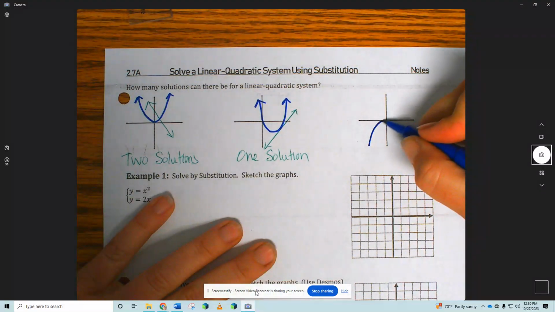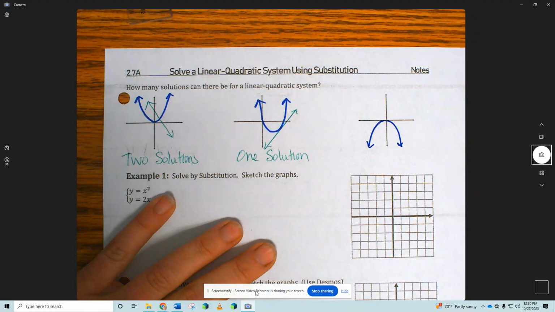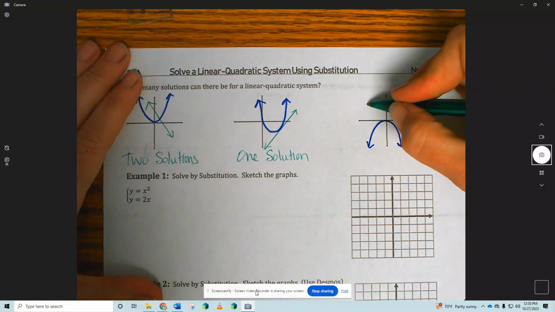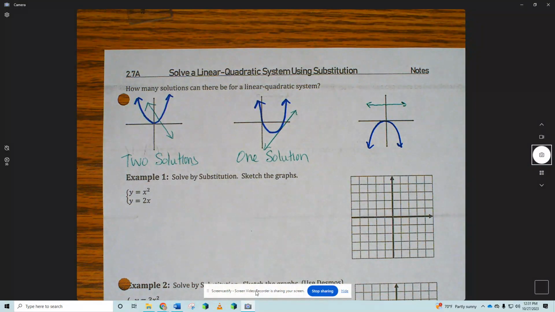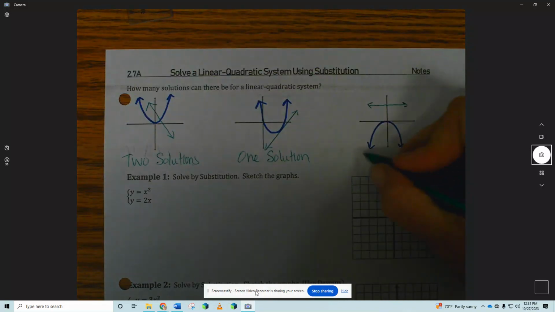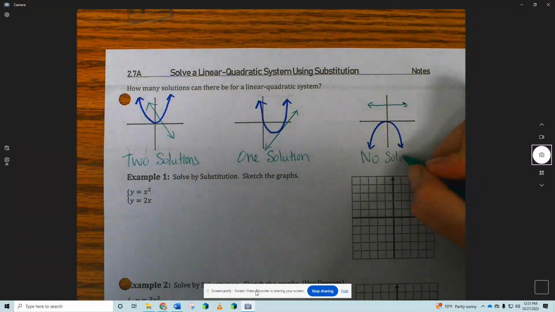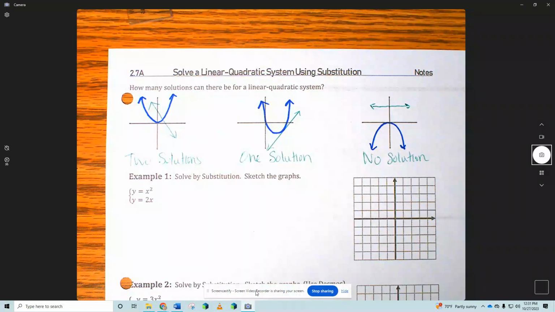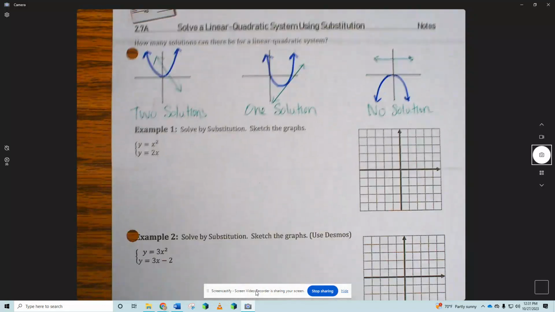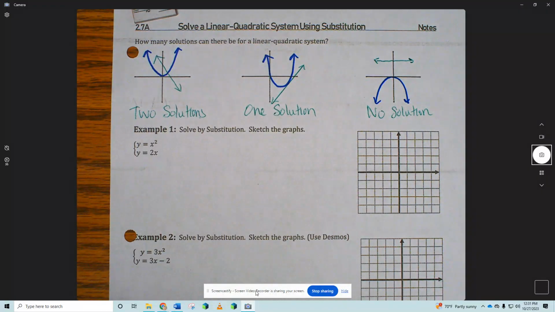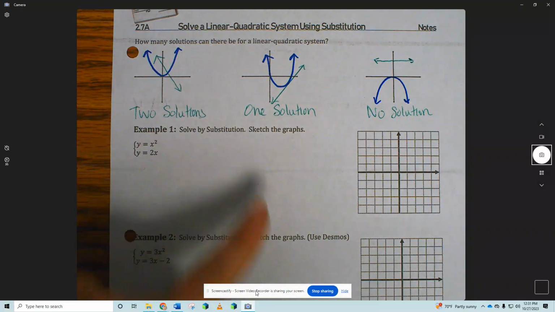My parabola could be upside down. And I could have, what about like a horizontal line? Totally doable, but they're never going to touch. So that would be no solution. Okay? All right. No solution.